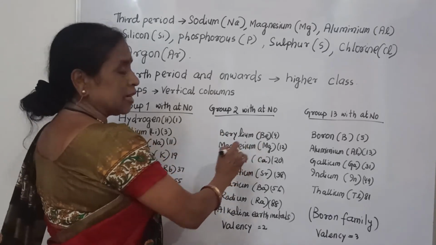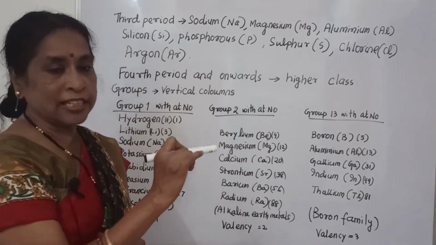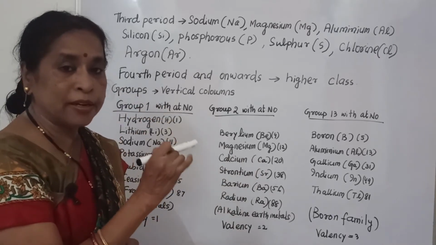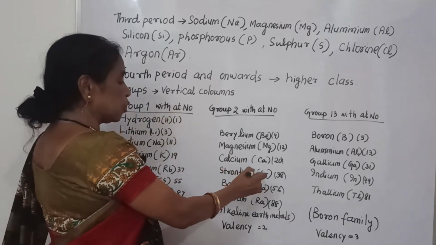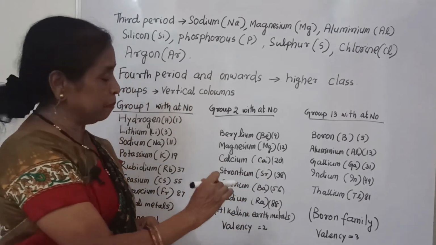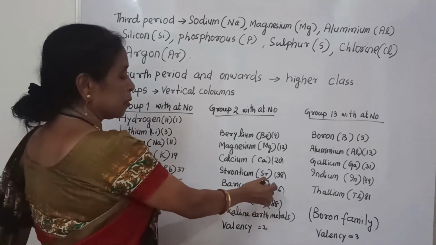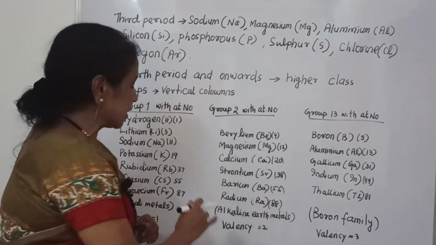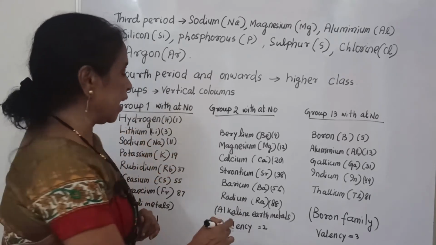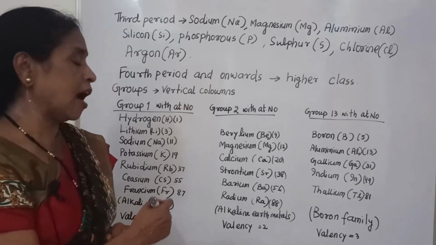4. Magnesium, Mg, 12. Calcium, 20. The symbol Ca, C is capital, a is small. Strontium, Sr, that is 38. Barium, Ba, B should be capital, a should be small, and atomic number 56. Radium, R capital, a small, Ra, 88. These elements are known as alkaline earth metals.